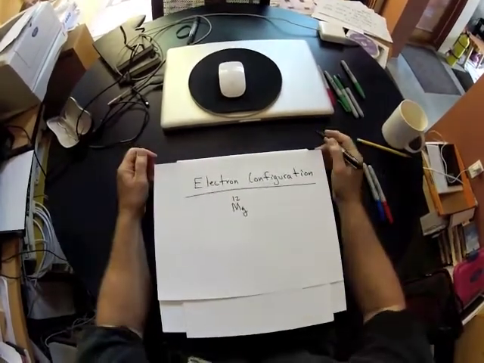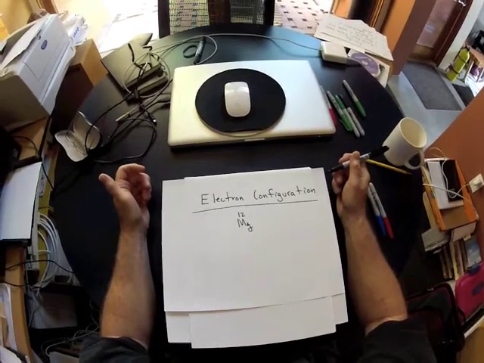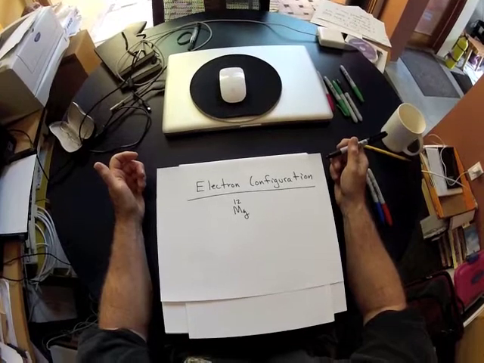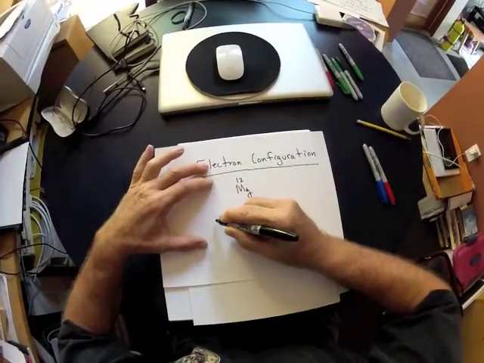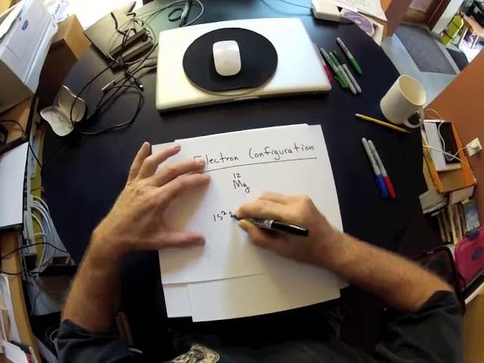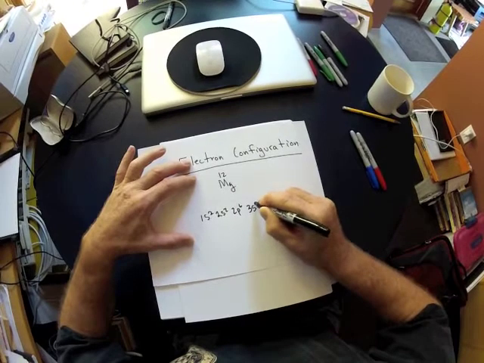So we see that magnesium has an atomic number of 12, which means that it has 12 protons, and in the neutral atom that means it also has 12 electrons. So its electron configuration is going to be 1s2, 2s2, 2p6, 3s2.